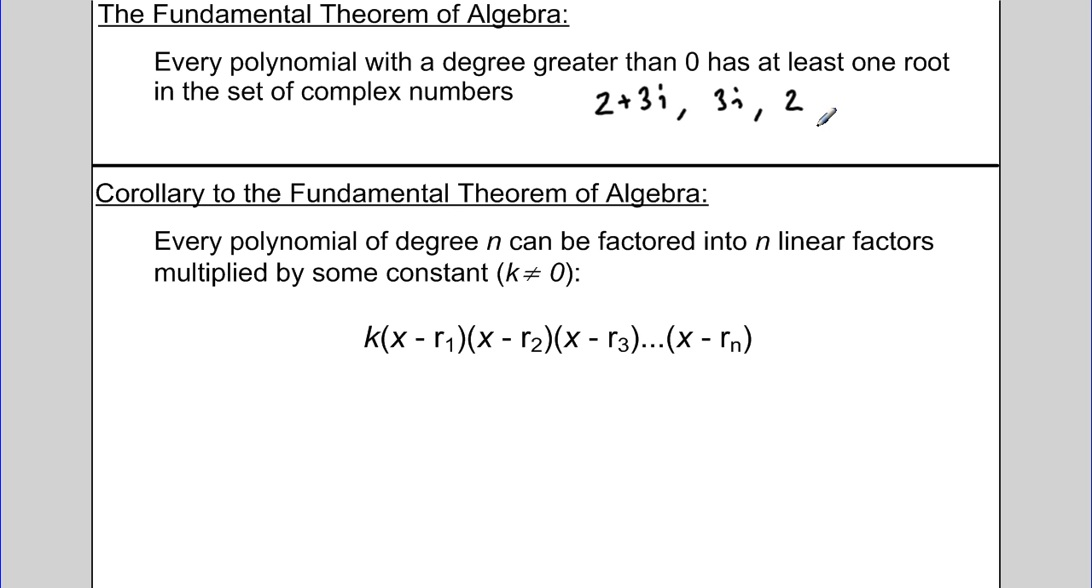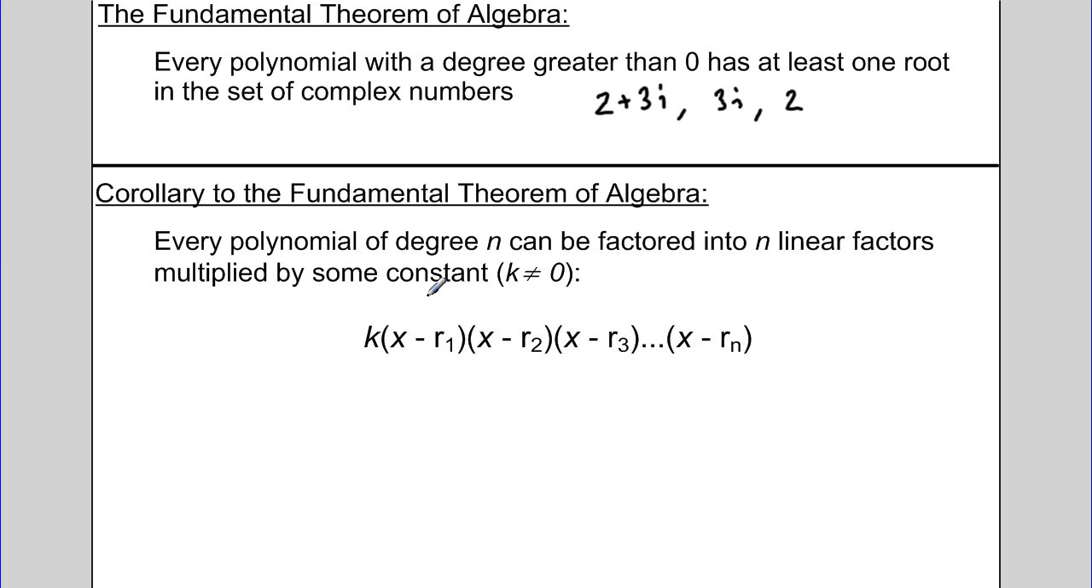Now what this really means for us is that, as a follow-up or a corollary to this theorem, we can say that every polynomial of degree n, so degree 1, 2, 3, whatever, can be factored into n linear factors that are also being multiplied by some constant in front. Now a lot of times that constant is just going to be 1, so we don't really notice it's there, but it is important to acknowledge the fact that we could basically pull out a greatest common factor and leave it out in front.